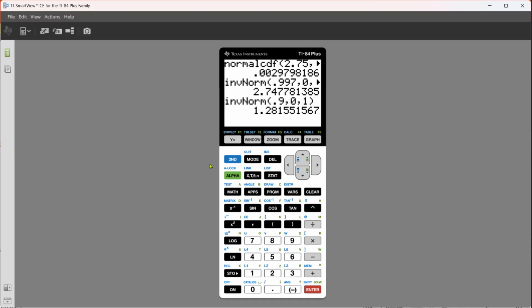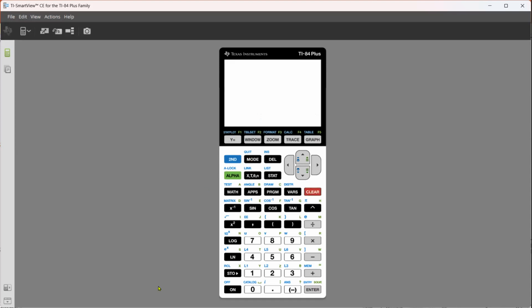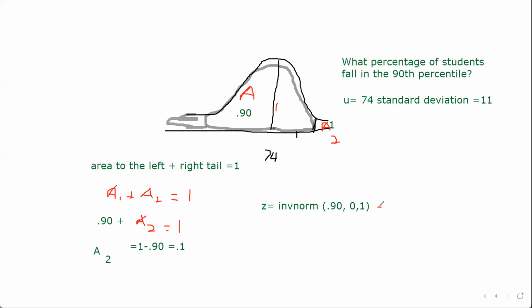Now I have to go find my x, because I asked you for the score. What was it, 1.28? Okay, and we stopped there, at the second decimal. For the z, if you take it to 4 she's not going to dock you, but z scores normally go to 2. Now I said, what percentage of students fall in the 90th percentile?